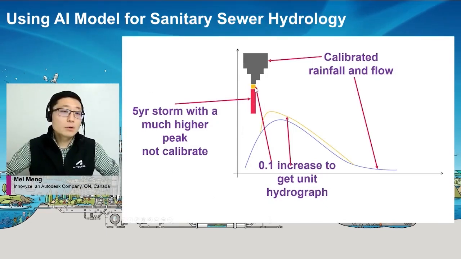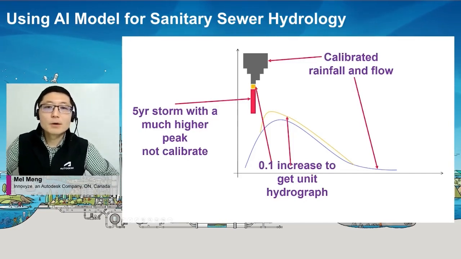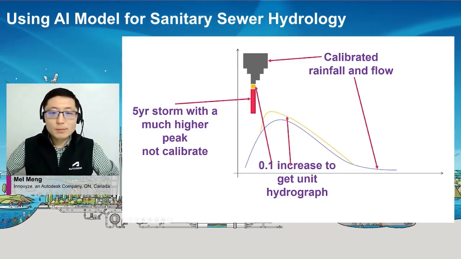However, we can try to apply the unit hydrograph concept. What if we just add a very small increase to this rainfall at this point? We run the model, and then we see the new hydrograph will follow this yellow line. As explained by the previous slide, the difference between the yellow line and the blue line is the unit hydrograph. Say the rate increase for the 5-year storm is 10 times this, then we just need to multiply this area by 10, add that up, and that will give us what the 5-year storm will look like. So that's just one idea I would like to share to overcome the AI limitations.